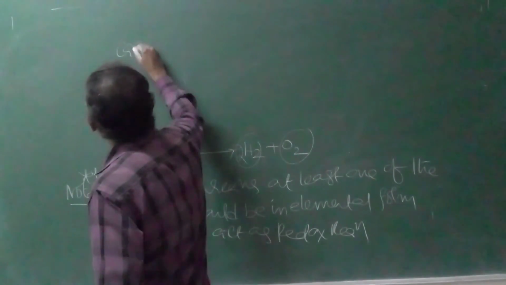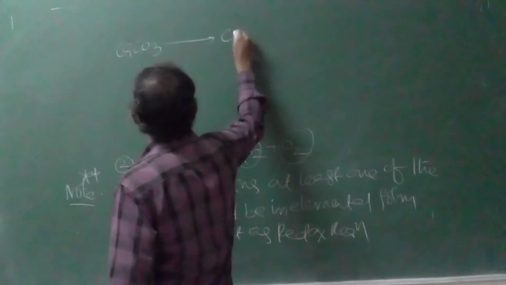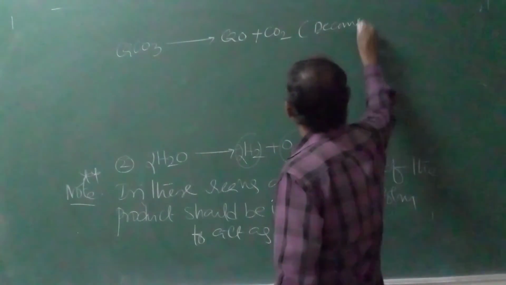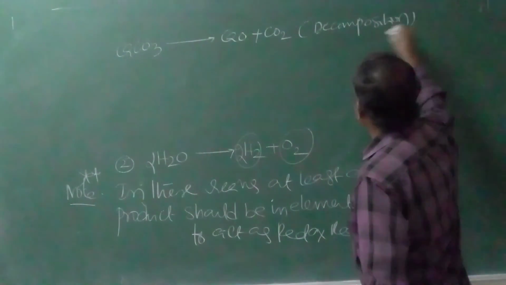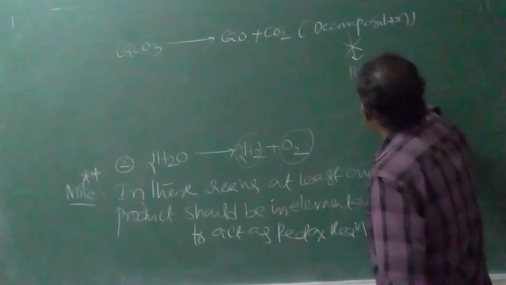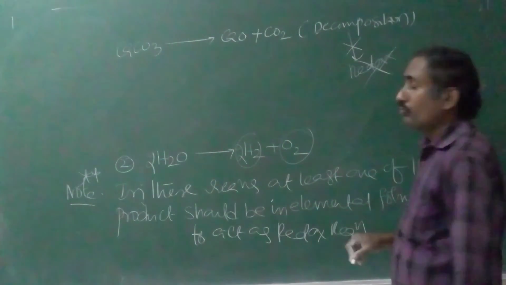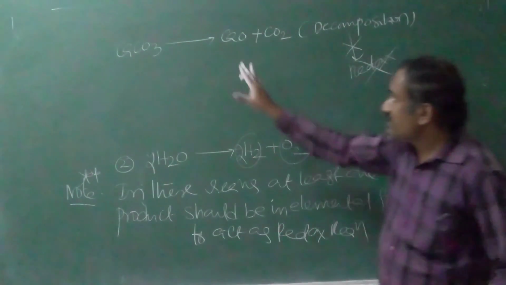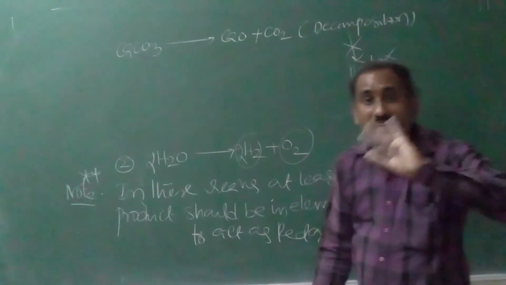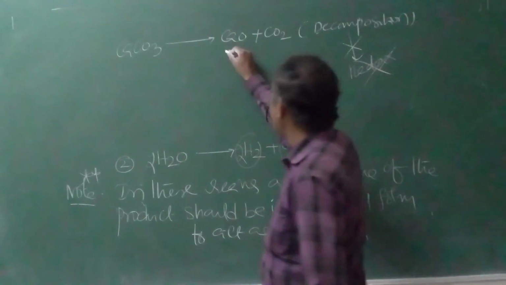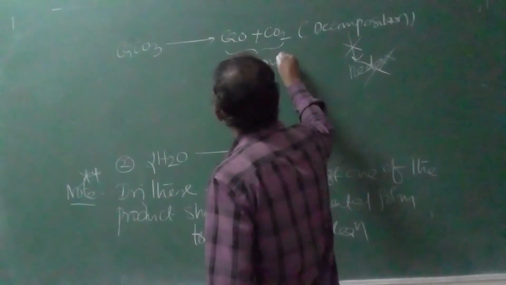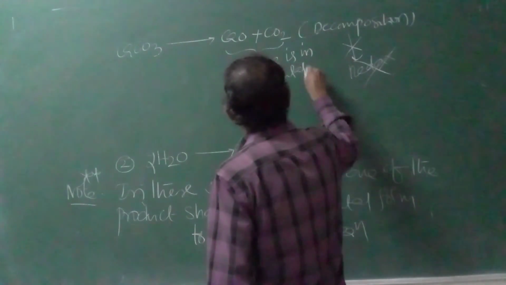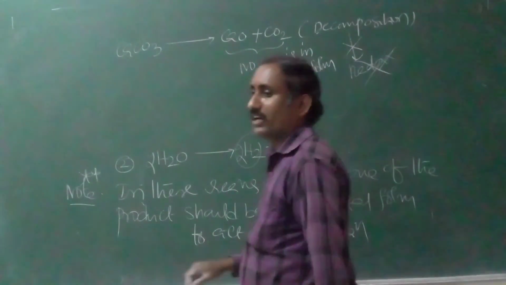Just for understanding purposes, consider CaCO3 gives rise to CaO plus CO2. It is also a decomposition reaction, but it is not a redox reaction, not a redox decomposition reaction. Why is it not a redox decomposition? None is in elemental form on the product side. It is simply a decomposition, but not redox decomposition. Hence, it does not act as a redox reaction.